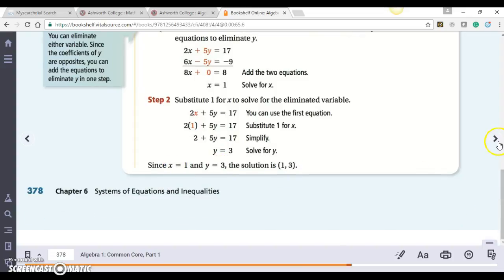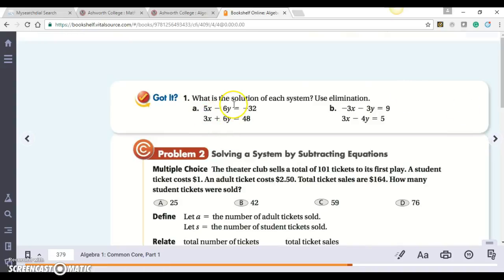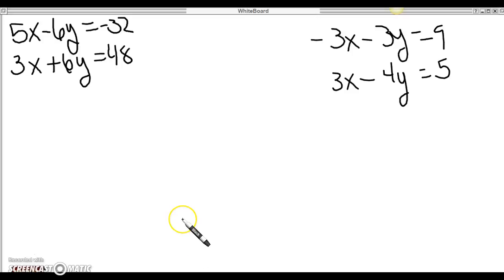Let's take a look at the guided practice and do it on our own now. What is the solution of each system using elimination? Alright, so I'm going to use elimination, and these are set up so easy for me. I feel like I'm cheating almost. I'm going to go ahead and eliminate my y value. I chose the y value to eliminate because they have the same coefficient, but they're opposite. So I know that they're going to cancel out. When I add them, I know they're going to cancel out to 0.